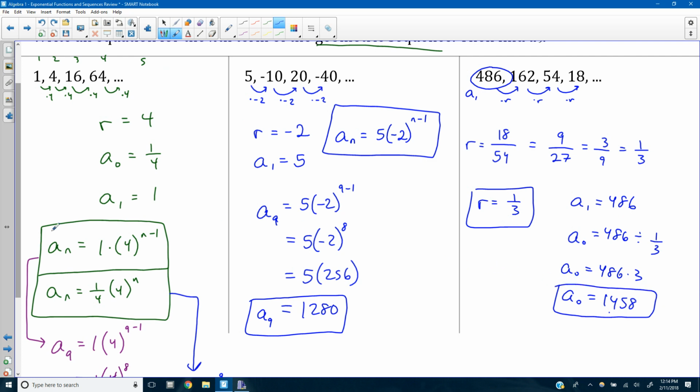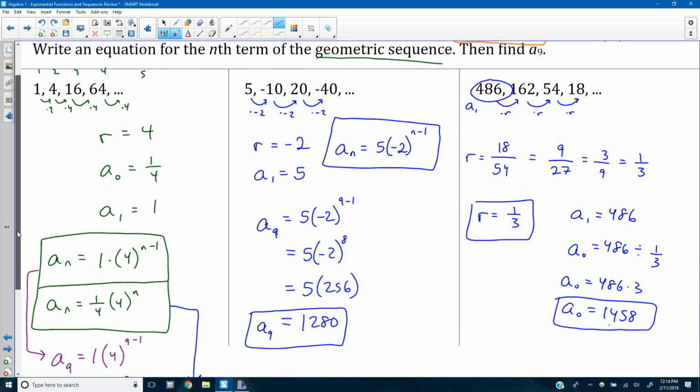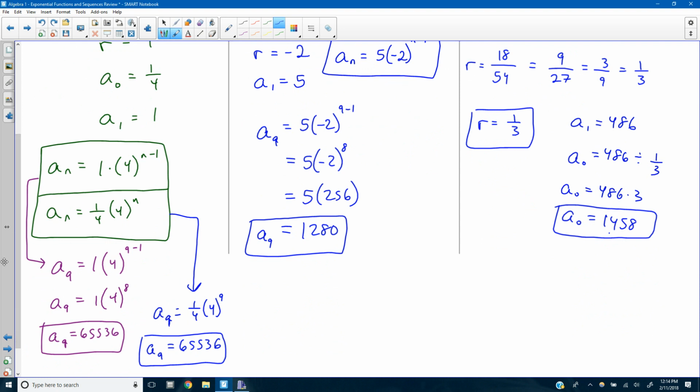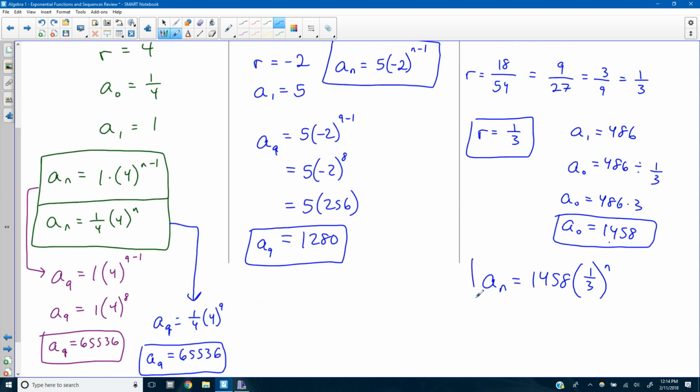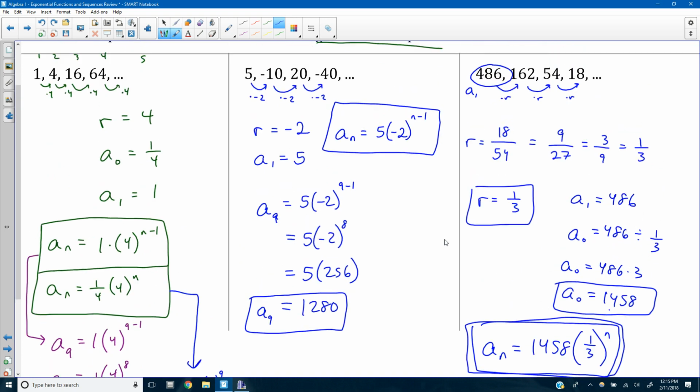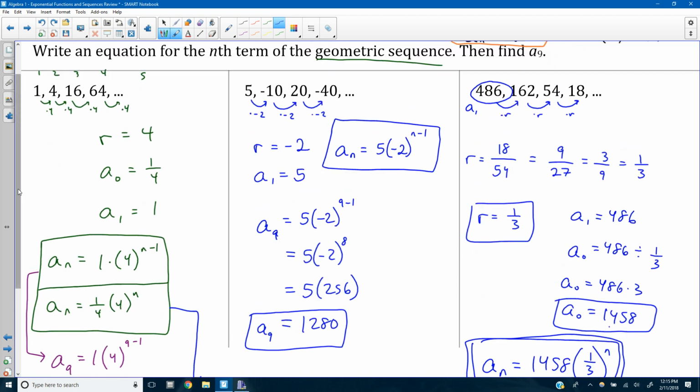I will double check because I'm going to run the calculator for some other... Actually, no, I'm not for the next 3 terms. Oh, to the 9th. Yeah, I might. All right, so your a sub n equation, I'm going to start with a sub 0 times 1/3 to the n power. Okay, so there's the equation. Now I could have done 486 times 1/3 to the n minus 1 power. Still going to get the same answer no matter what I do.